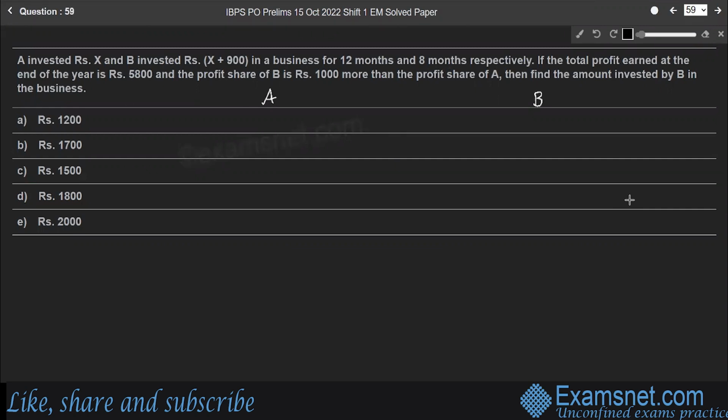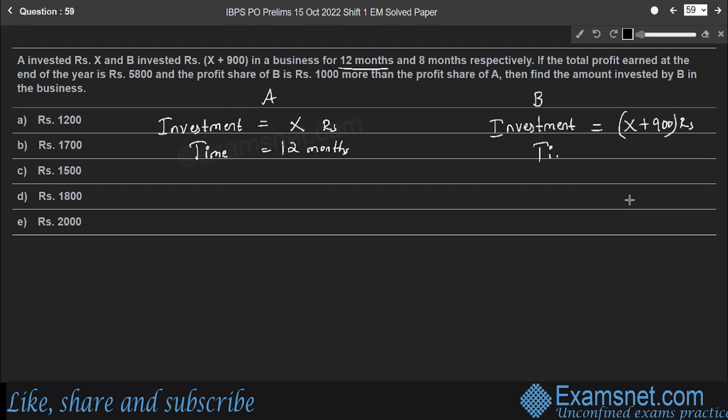Right? A invested, so the investment of A is equal to X rupees, right? And the investment of B is X plus 900 rupees, right? A invested X rupees for 12 months, right? Here the time period is 12 months. And B invested X plus 900 rupees for 8 months, right?